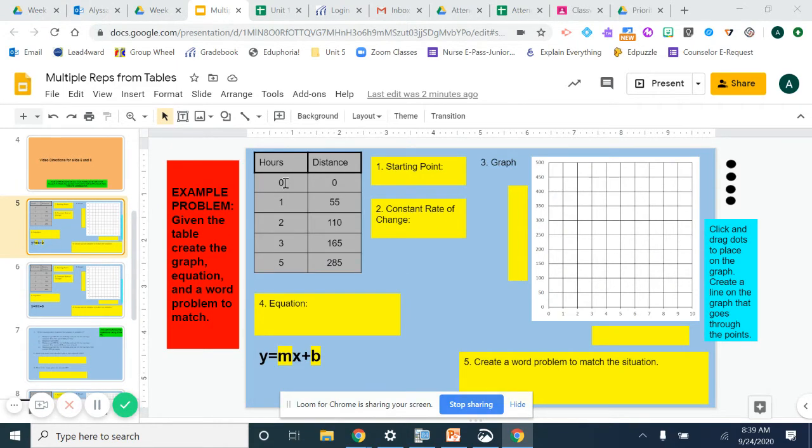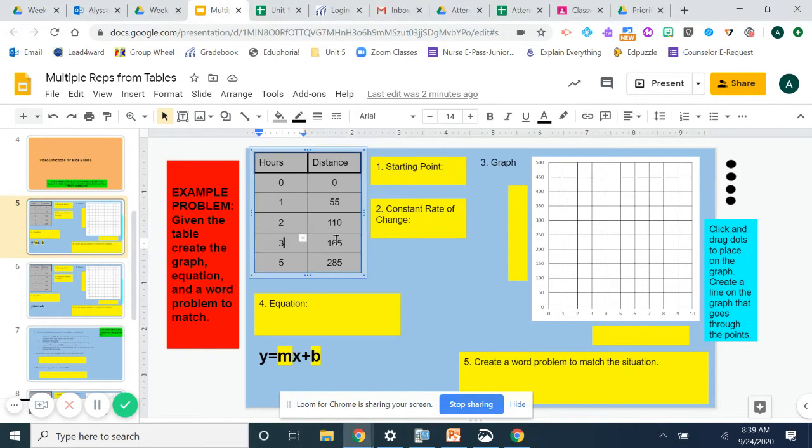So it looks like whoever this was, at 0 hours, they had a 0 distance. At 1 hour, they traveled 55, well, let's just say miles. 2 hours, they traveled 110 miles. 3 hours was 165. And then I also have 5 hours, which was 285. So if I look at this information, let's just say they're driving, right?